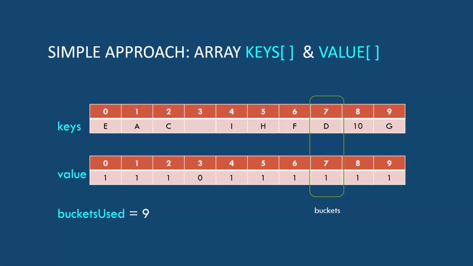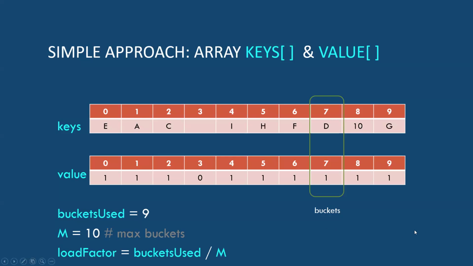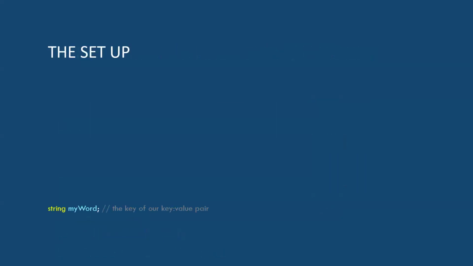So in this case, we'd say that our table is 9 buckets used, or 9 keys stored, over the size of 10. So that's our load factor, which is a pretty high load factor right now. It's 90%.